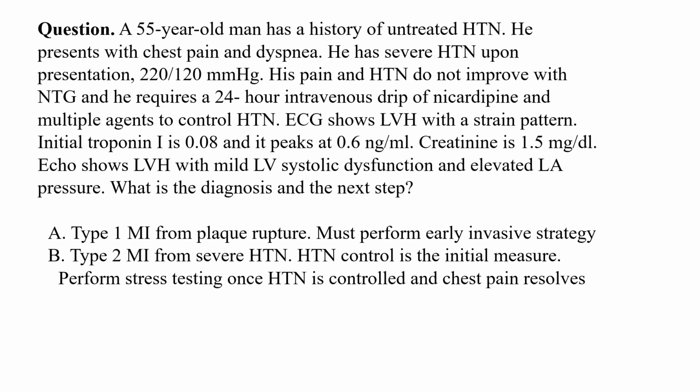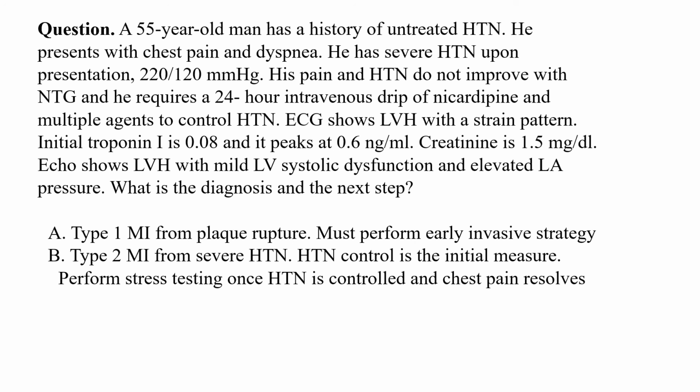Next question, which builds on the prior question of ACS and hypertension. A 55-year-old man has a history of untreated hypertension. He presents with chest pain and dyspnea. He has severe hypertension upon presentation, 220/120. His pain and hypertension do not improve with nitroglycerin and require a 24-hour intravenous drip of nicardipine and multiple agents to control hypertension. ECG shows LVH with a strain pattern.